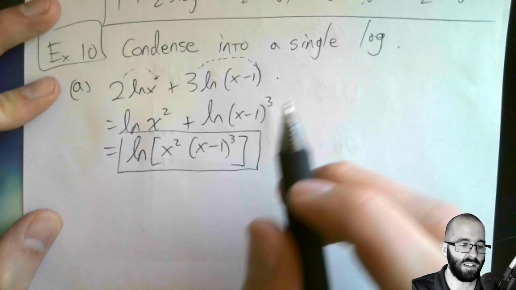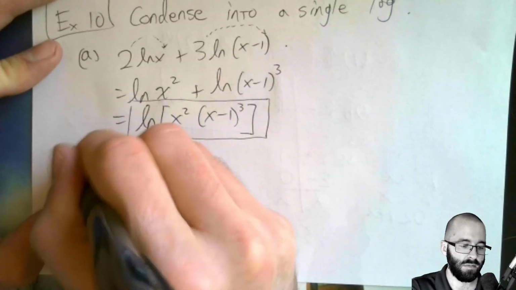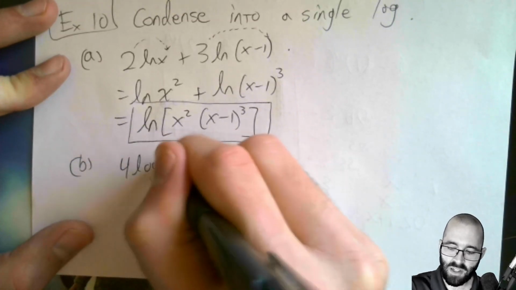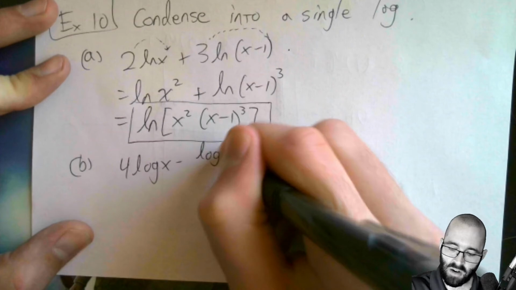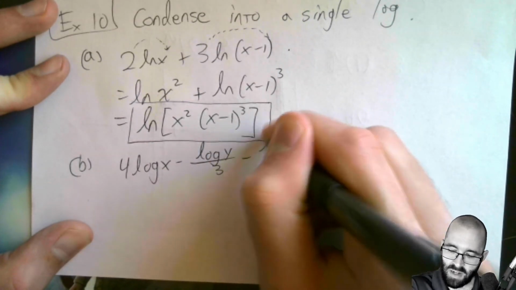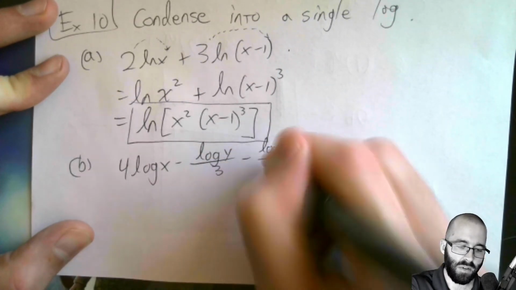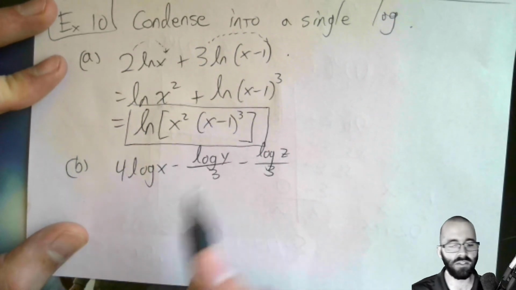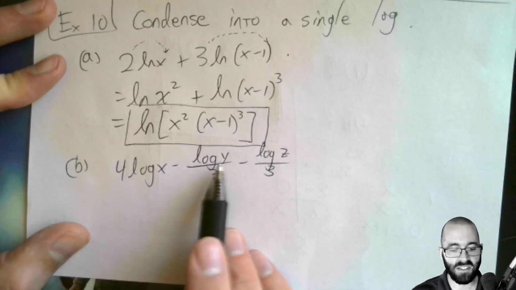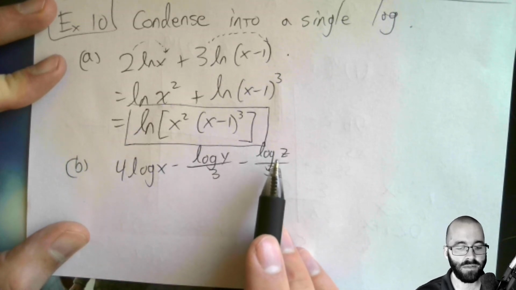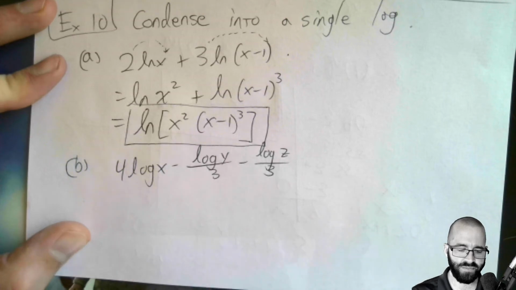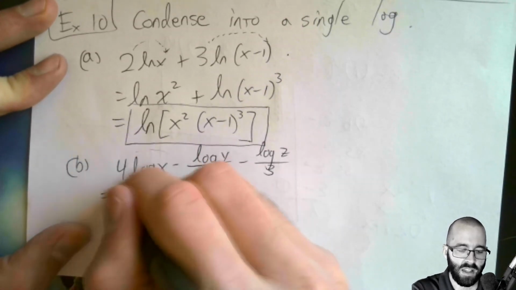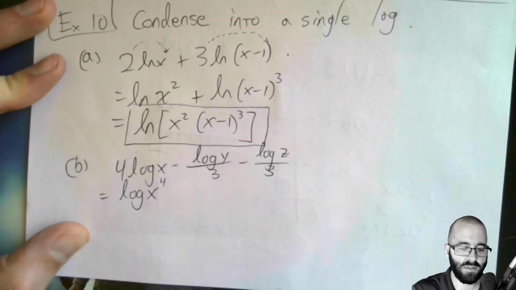All right. Part B, last one of the section. 4 times the common log of x minus the common log of y divided by 3 minus the common log of z divided by 3. So a couple things to note here. We got subtraction of the logarithms. Subtraction means these guys are going to end up on the denominator. We also have coefficients though. This 4, right, that goes up top. That becomes the log of x to the 4th.